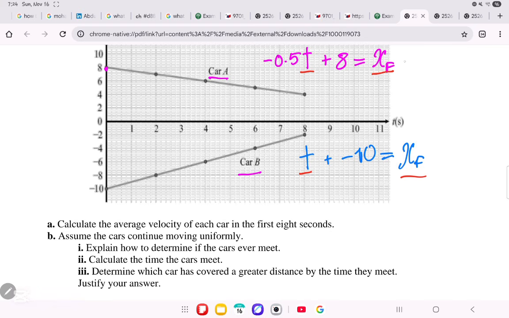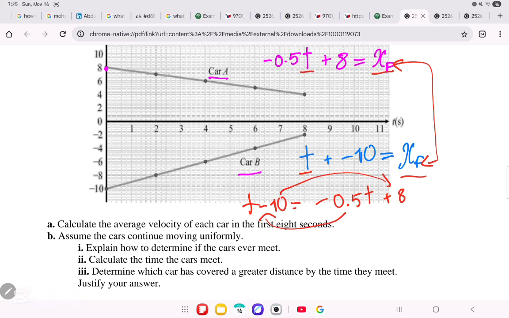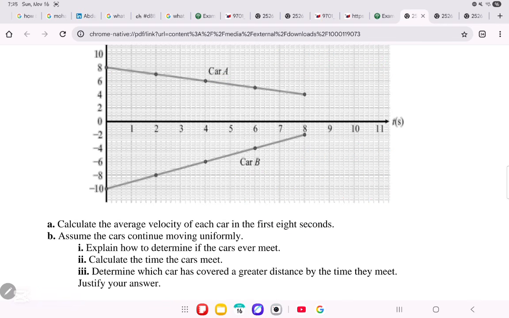So what does this mean? If they have the same position, then I can substitute. So now I can say t minus 10 is equal to minus 0.5t plus 8. Then I could move this here and that there. I would get 1.5t is equal to 18. Then time is equal to 18 over 1.5, which is 12 seconds. If you open the answer key, they extended the lines and got the point of intersection to be 12 seconds. And we got it only by a system of equations.